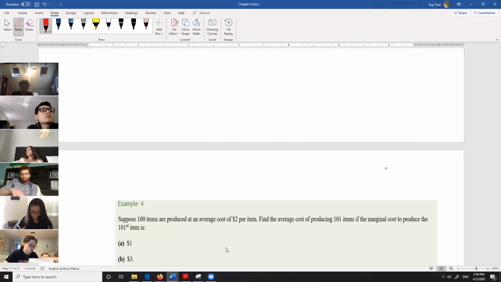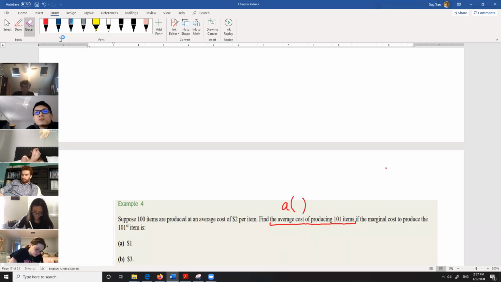All right, so let's do this question together. Now the question asks you what? The question asks you for the average cost of producing 101 items. So always read the question, try to identify what it's asking for, and then write that using mathematical notation. The average cost means A of Q, right? But Q now is 101. So they ask you for what is A of 101? What is A of 101?